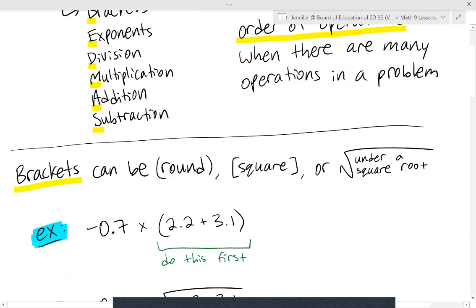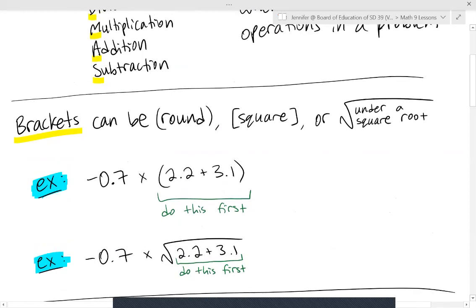Brackets can either be round or square, or if there's some information underneath the square root, this is also treated like a bracket. So if we have this question here, you would solve or simplify what's in that bracket first before doing anything else. And same thing here, if we have the exact same problem, except it's a square root instead, simplify what's under that square root first, and then do the rest of the question.